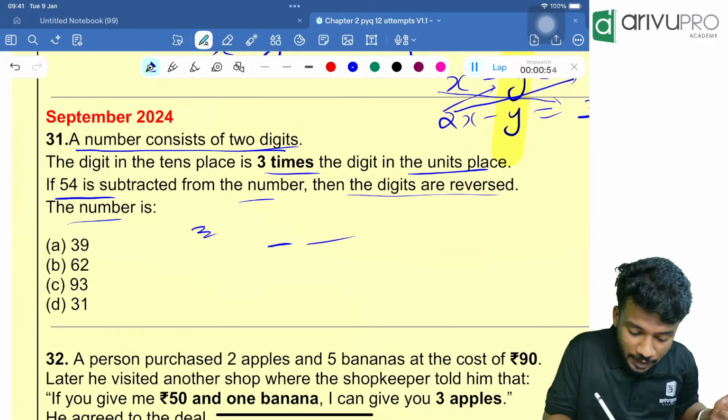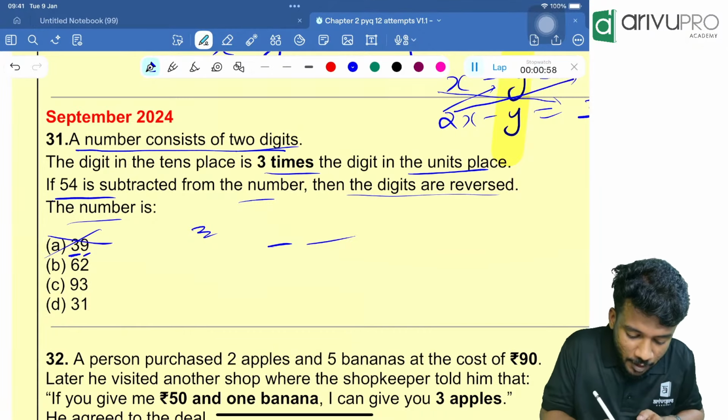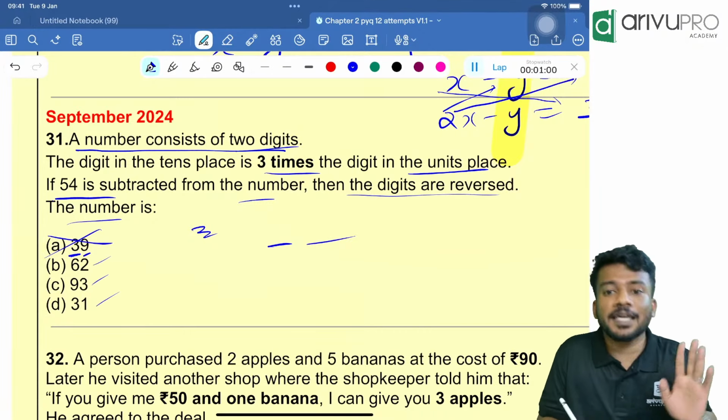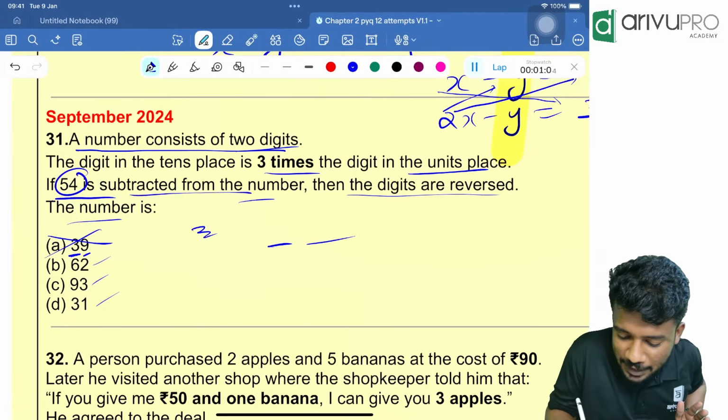3 times. Looking at that, tens place is 3 times. So no, option A is wrong. Either it should be option B, C or D. That means I am going for the option directly. Then 54 is subtracted from the number.